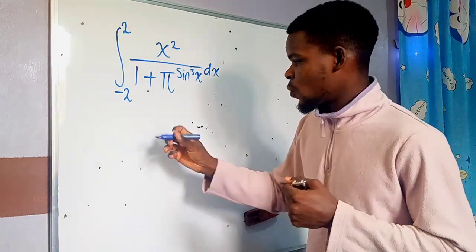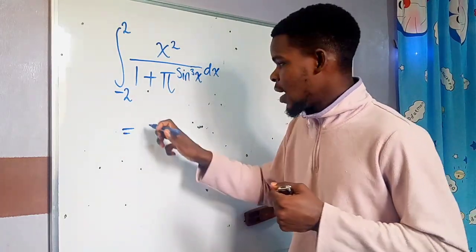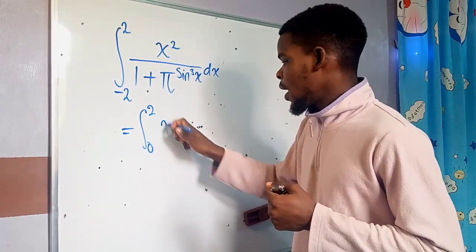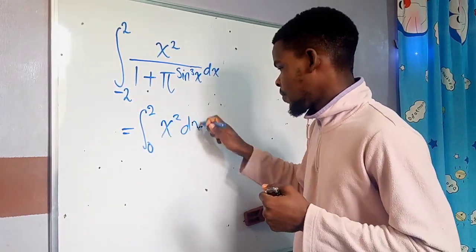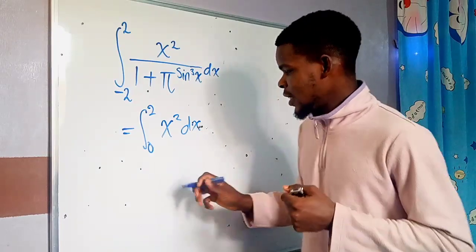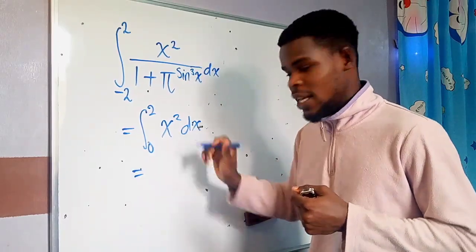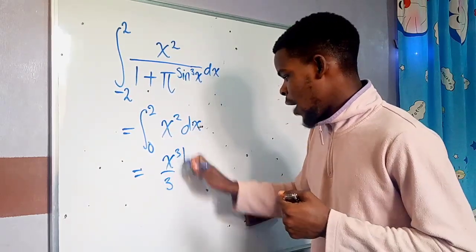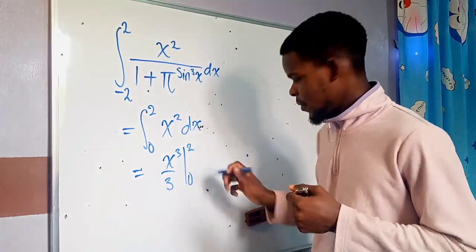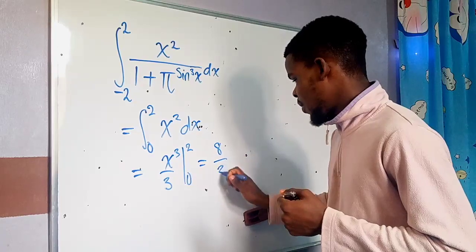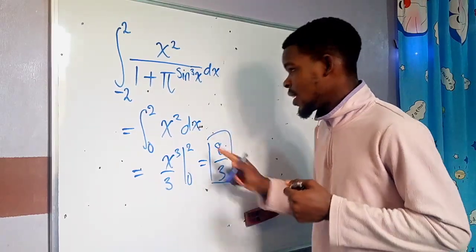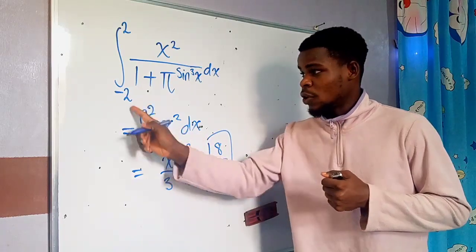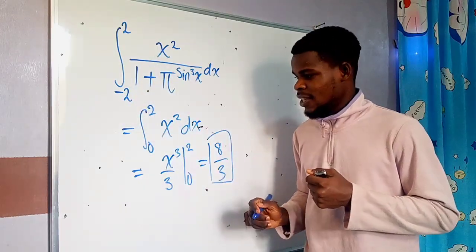Well, I'm going to do this real quick. This is going to be the same thing as the integral from 0 to 2 of x squared dx. On getting that, when you integrate x squared, we're just going to have x cubed divided by 3, right? And we are taking that from 0 to 2. This is the same thing as 8 divided by 3. This right here is the integral of this function. Take note, you do not add an arbitrary constant because we are dealing with definite integrals.